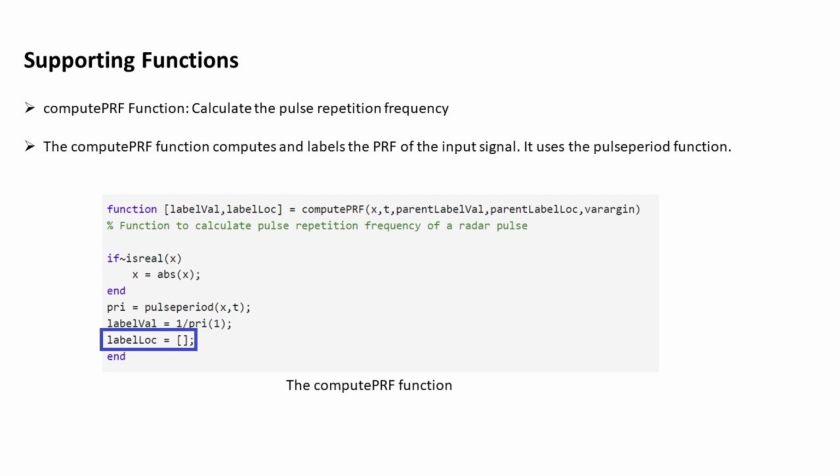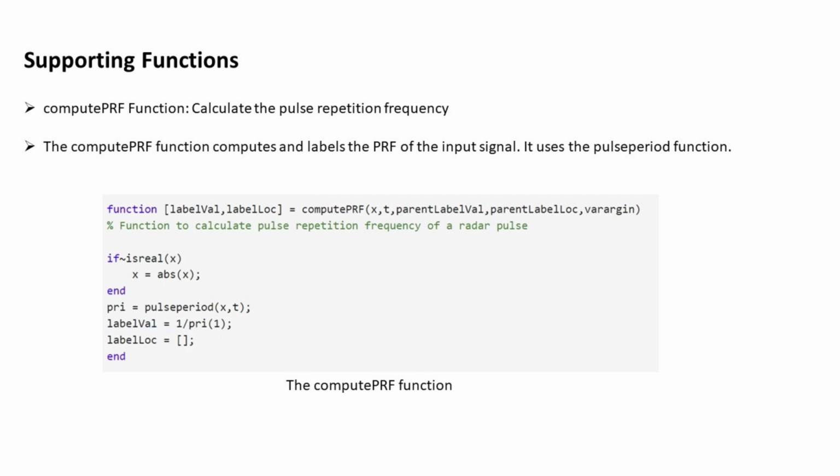labelLoc = []. This line initializes the output variable labelLoc as an empty array. Although this variable is part of the function's output, it isn't used in this specific function. It might be reserved for future use or required by the function signature for consistency with other labeling functions.